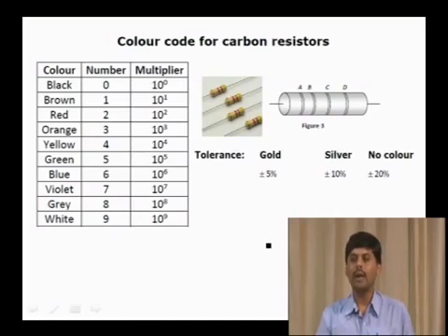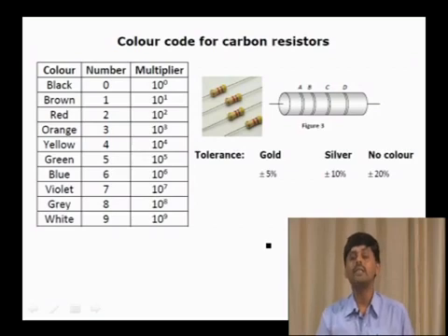In the fourth band we have only two colors. One is gold. If it is gold, you take the tolerance or error band as plus or minus 5%. If it is silver, then you take plus or minus 10%. If the fourth band is absent and we have only three bands, then you consider the error as plus or minus 20%.